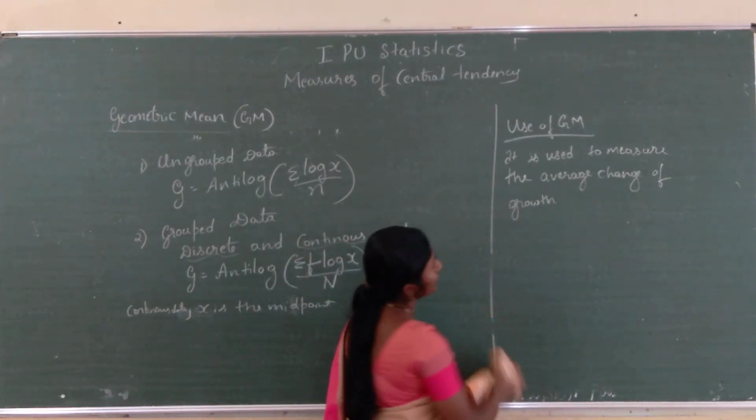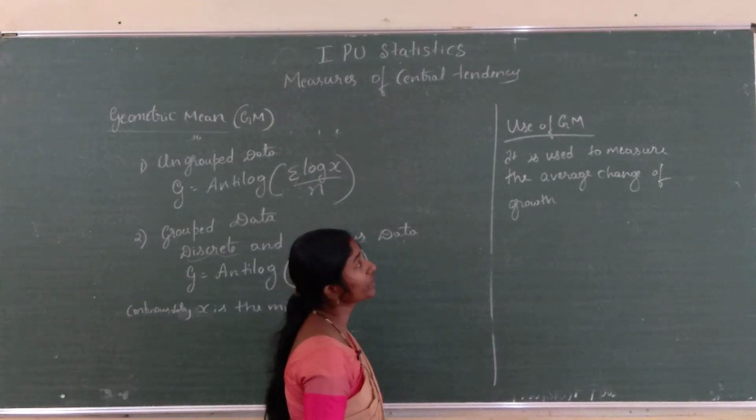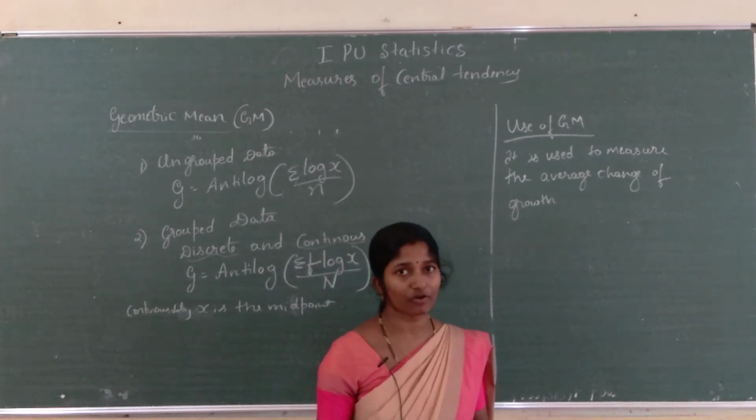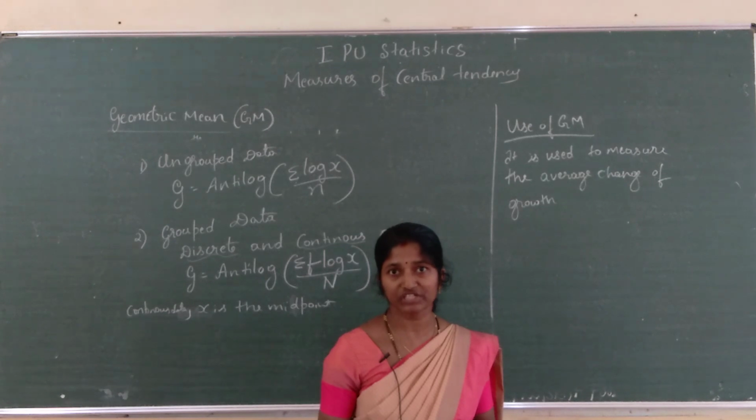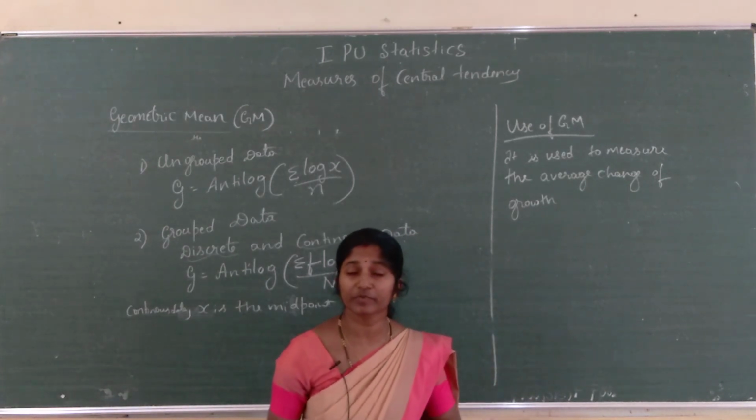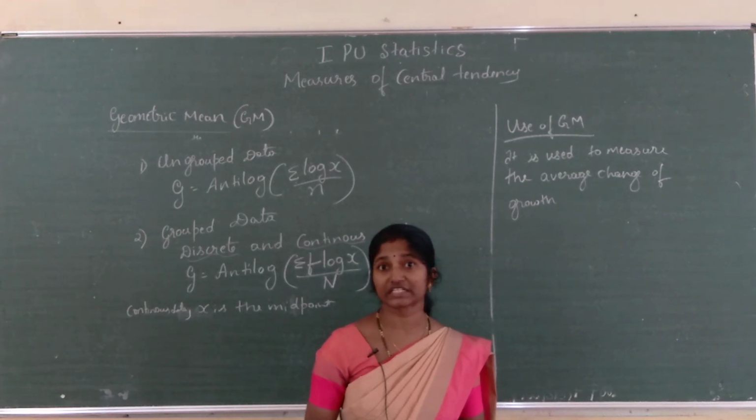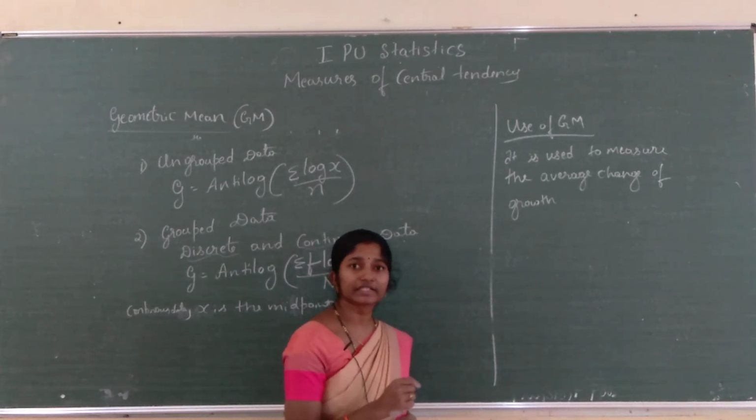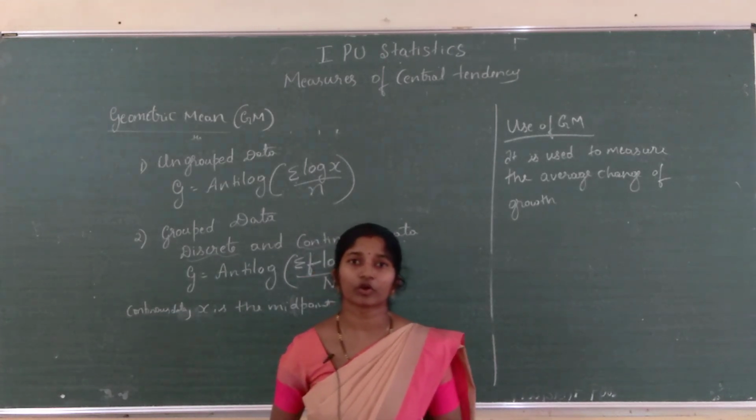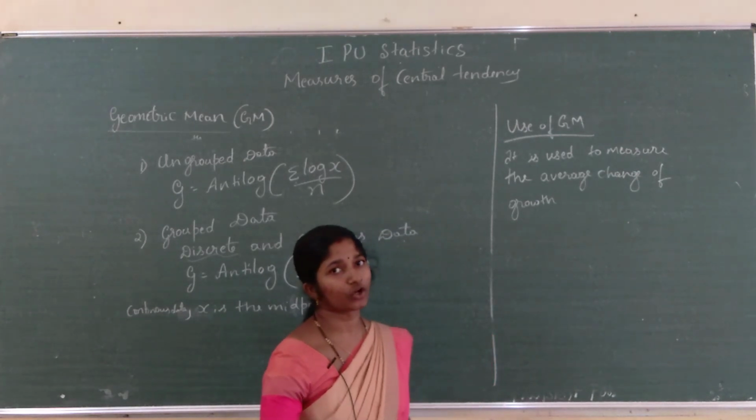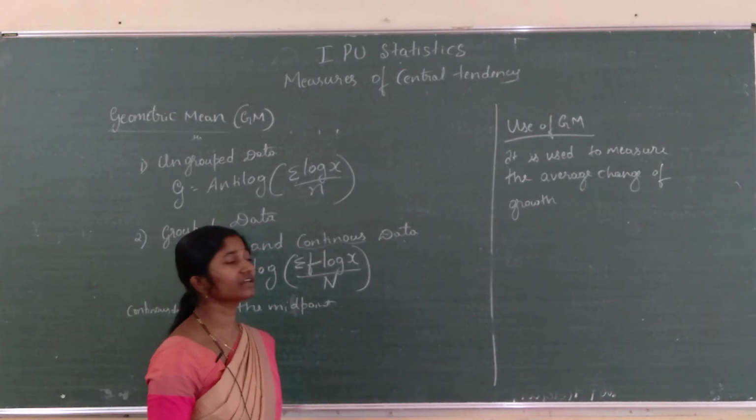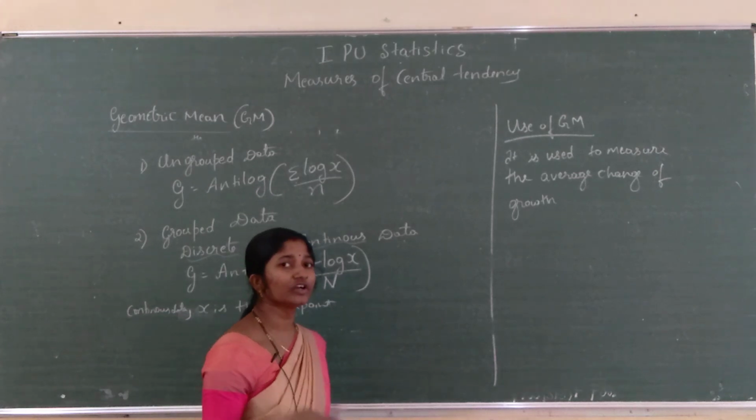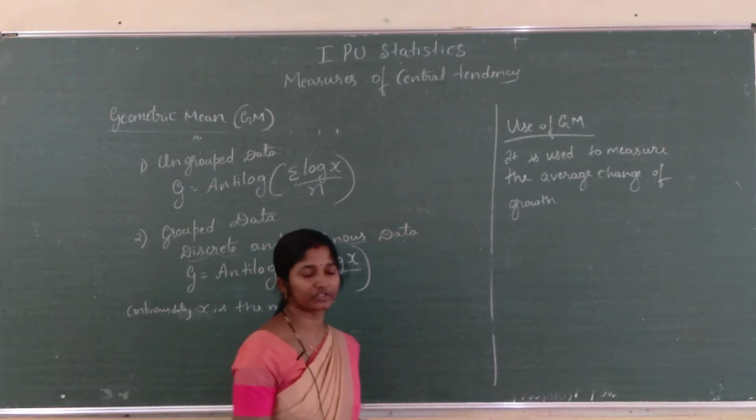Use of geometric mean, that means it is used to measure the average change of growth. Where are we using geometric mean? When there is a change of growth, we use the average. That is used in the cost of living index number. In the index number, geometric mean is used more, and it is used for changes in the economy, the development of the economy field. So there, that average is very useful for the calculation of growth of the economy.